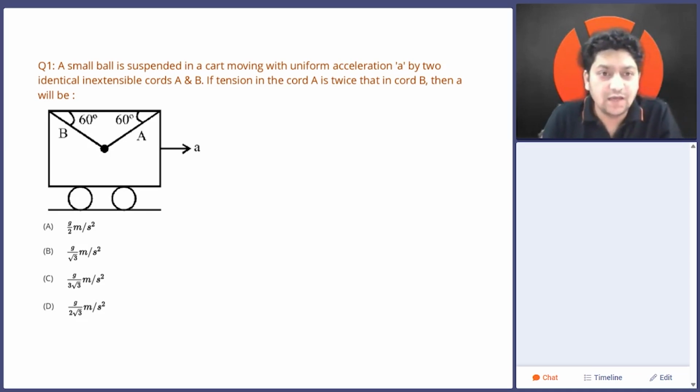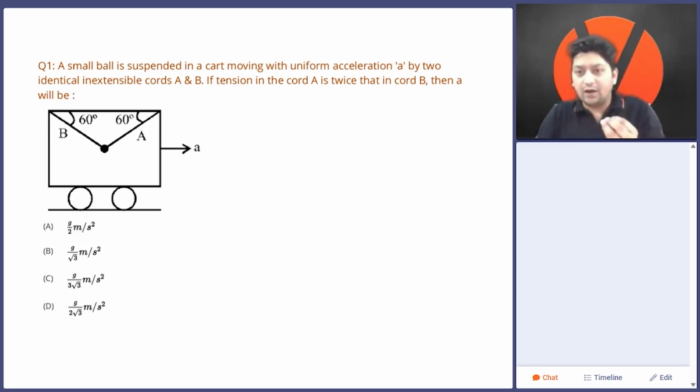So the first question was, a small ball is suspended in a cart moving with a uniform acceleration by two identical inextensible cords A and B. If the tension in the cord A is twice that in cord B, then a will be. Now you need to figure out the acceleration.